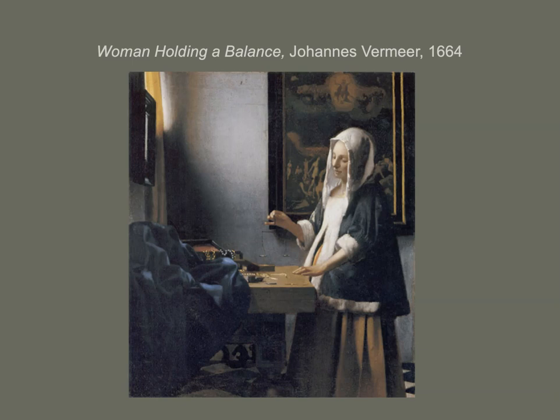In Woman Holding a Balance by Vermeer from 1664, there is a sense of stillness, and you have to look deeper and symbolically at how this is representative of the human spirit or the human experience. You can see right in the center of the composition, the woman is holding a scale. Surrounding her, you can see jewelry. You can see this painting in the background, which is of the Last Judgment. And what we talked about with the Vanitas paintings in chapter 1 is represented here with that painting.